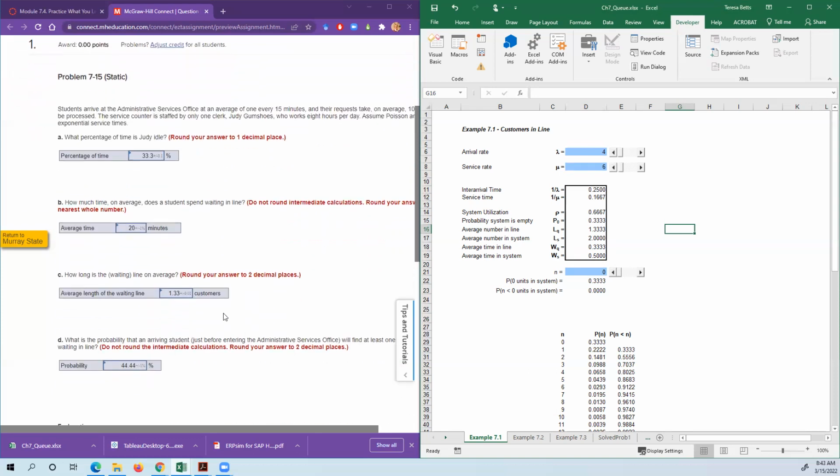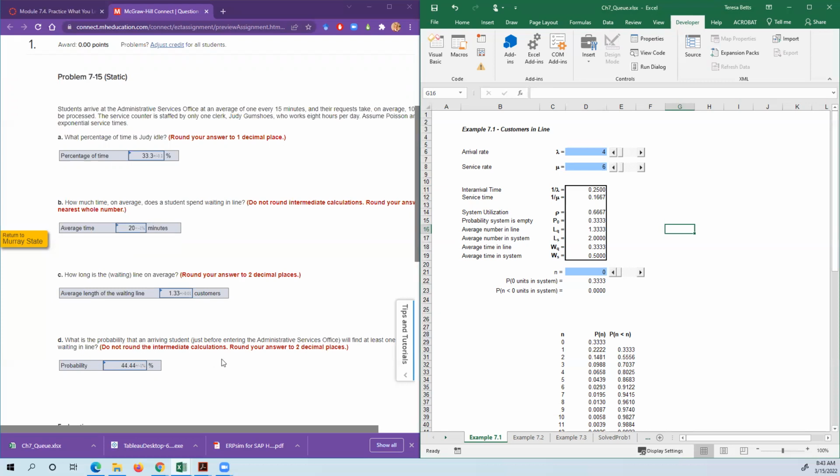How long is the waiting line on average? Okay, the average length of the waiting line, so the average number in line, L sub Q, is 1.33. Okay, this one is just a little bit trickier, but it's still very doable.